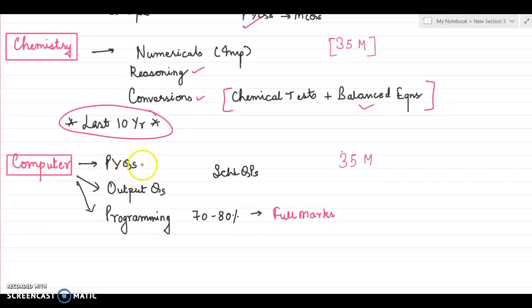Computer, previous year questions, output questions and programming, right? Other school question papers can be borrowed, and if 70 to 80% of your program is correct, then you will be allotted full marks. This is the examiner's booklet. It's mentioned if 70 to 80% of your program is correct, then you will be allotted full marks.